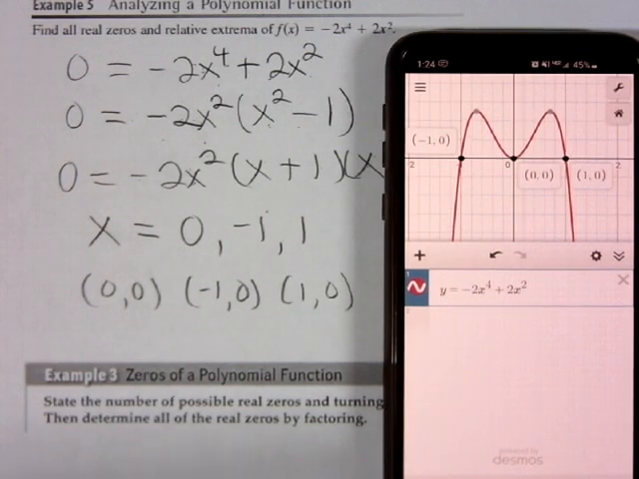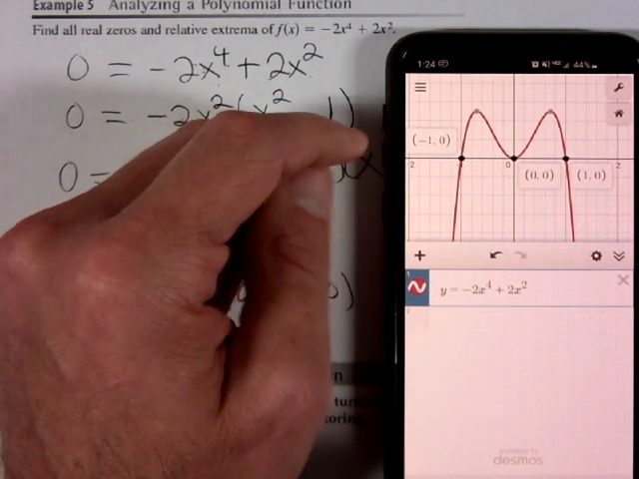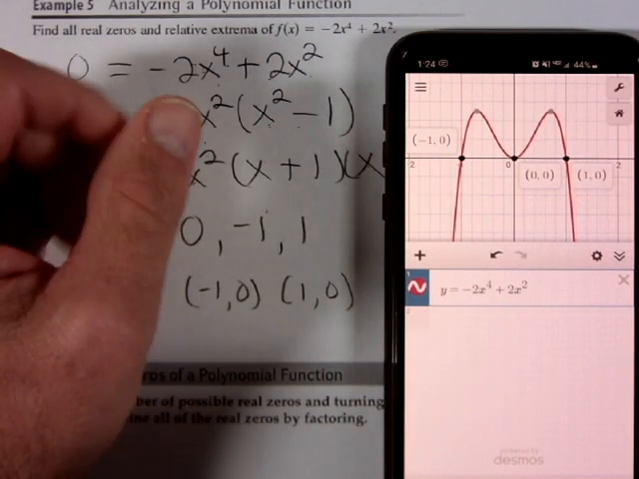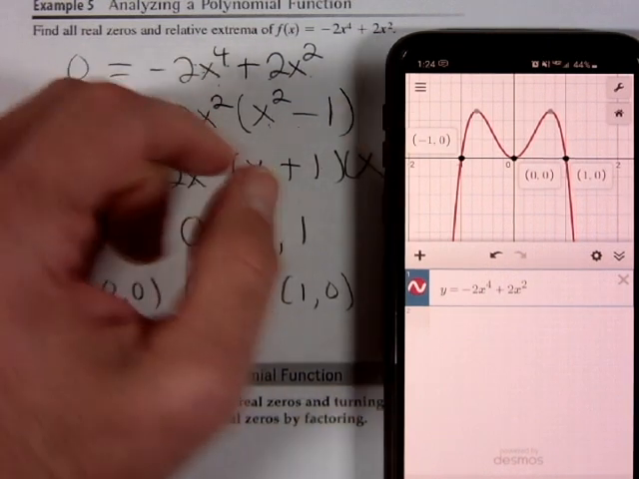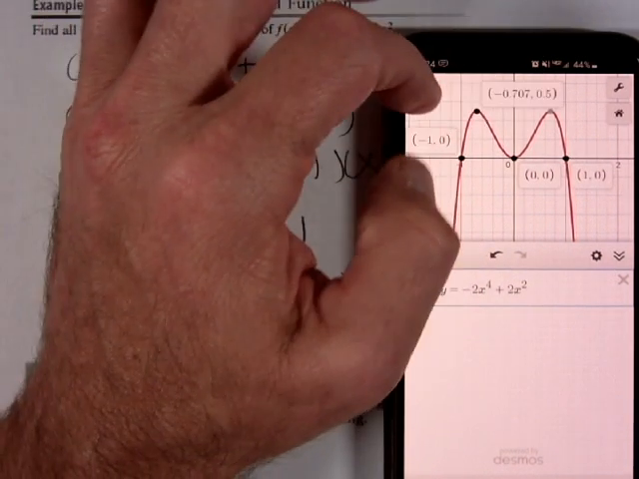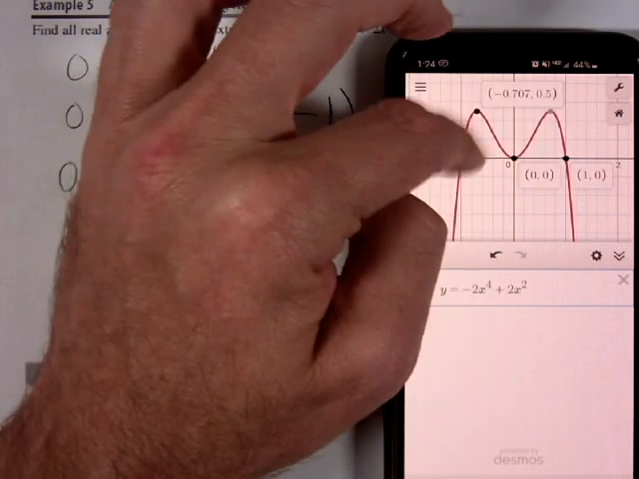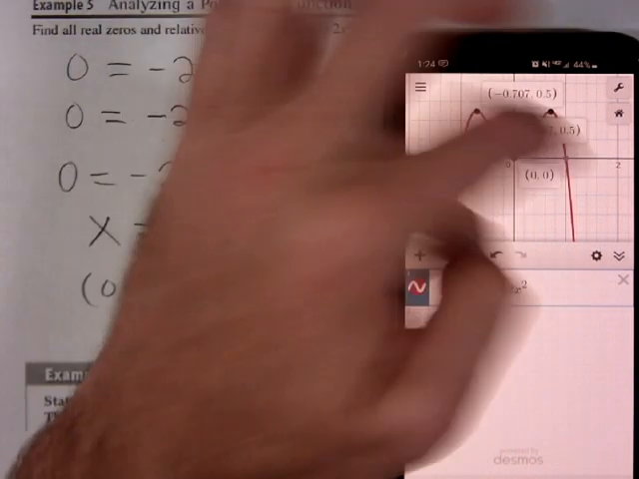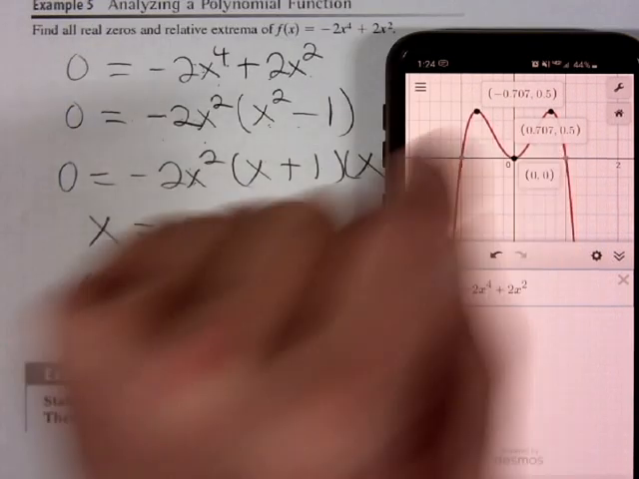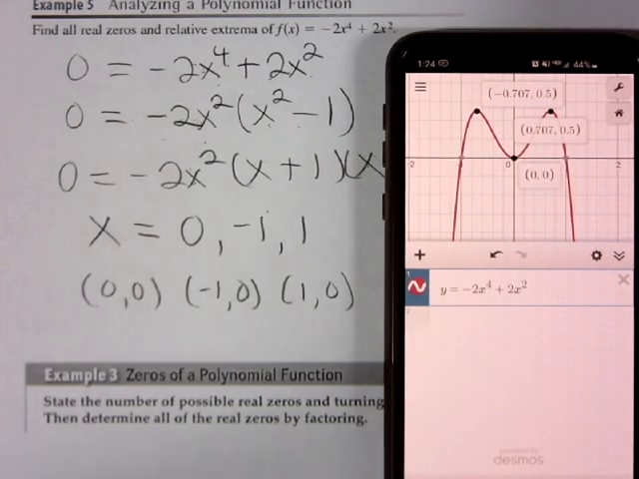Now remember, the other thing that it wanted was all the relative extrema. And so again, another good thing about the Desmos calculator is it already puts up all of your points of interest. So here's an extrema, so that would be 1, 0, 0 is actually 1. And then this is also another one, all right? And so those would be all the relative extrema.